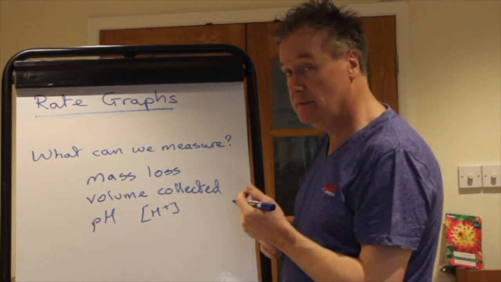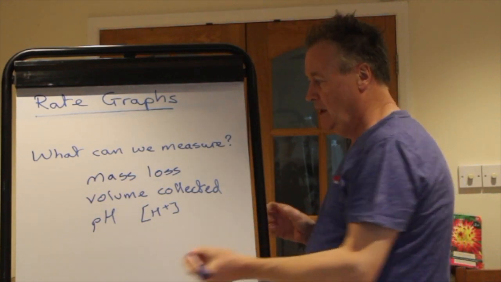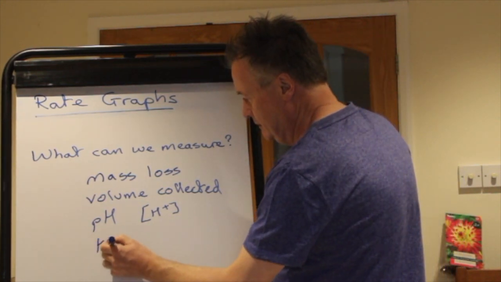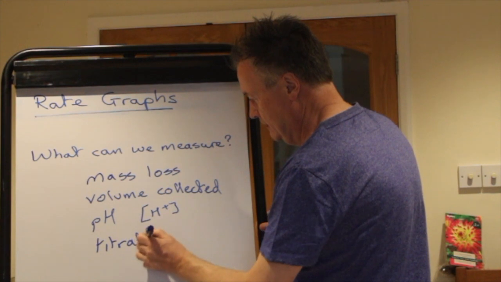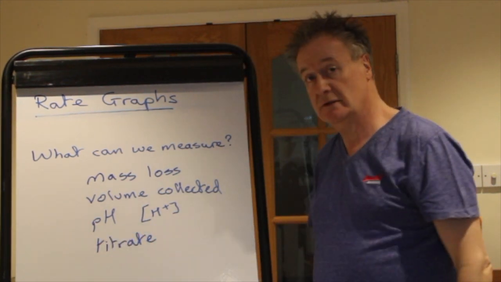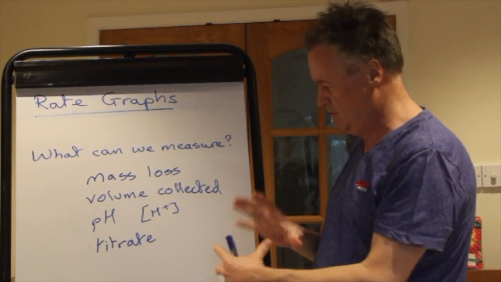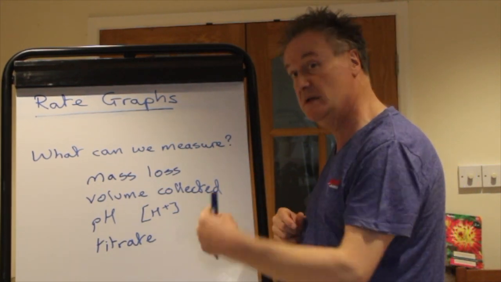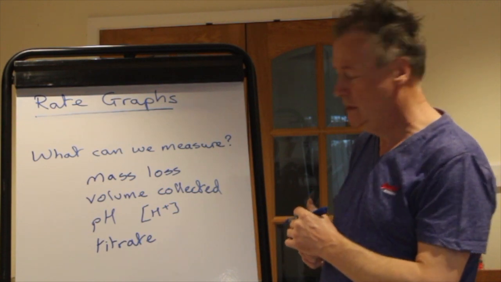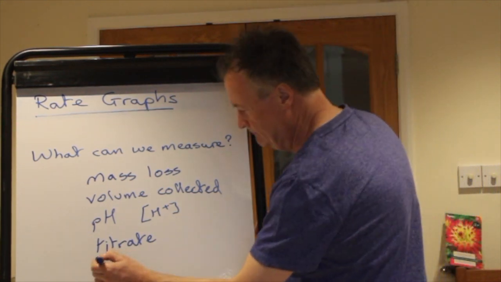Now, other things you can measure, well, you could just literally titrate, take out bits of the reaction mixture and titrate it. You have to have a big reaction mixture, big bottle of reaction mixture, take out bits, titrate it. It's possible.